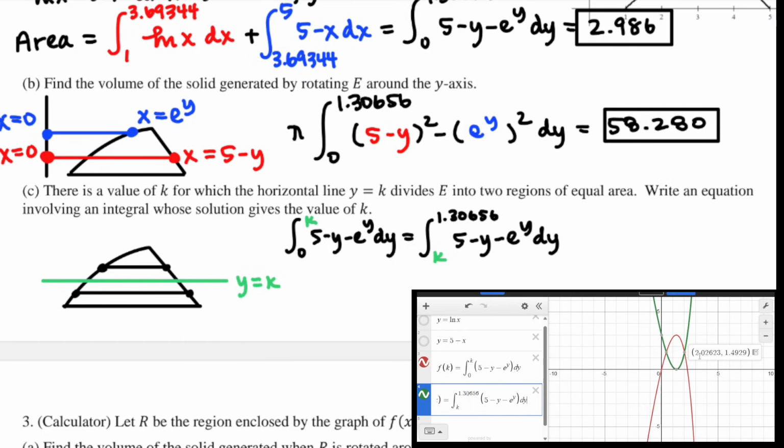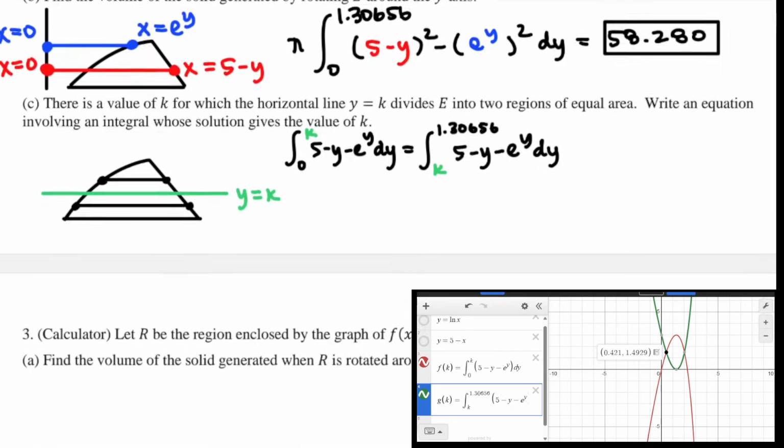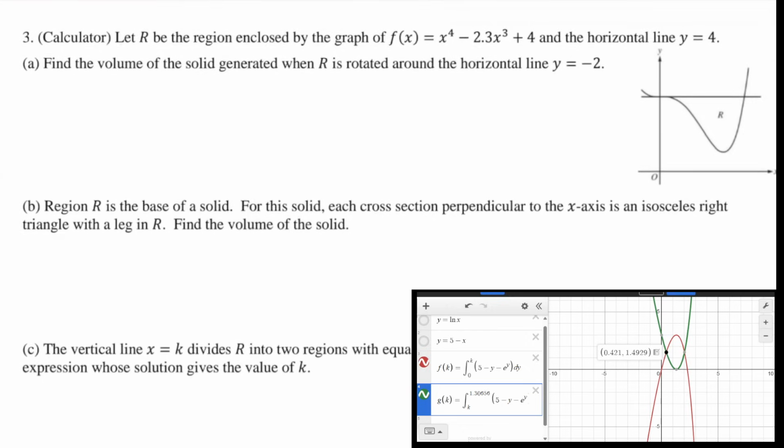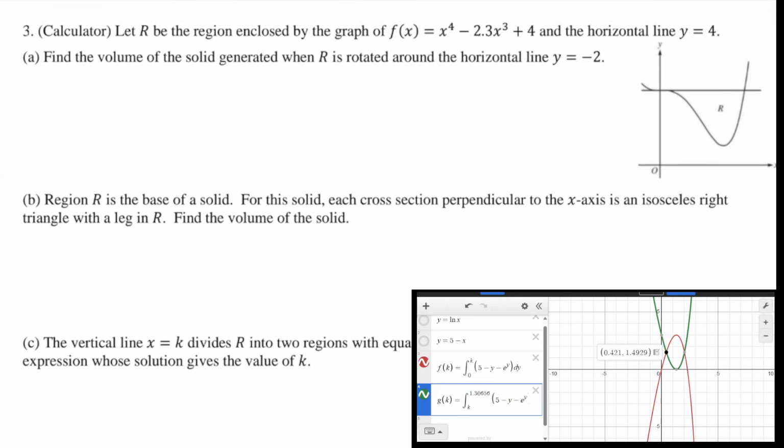And yeah, that's too far. That's at y equals 2, which is up above. But right here would be where that happens. K would be equal to 0.421 if we needed to find that value, which I don't think we really do in AP Calculus, but you never know. Especially with Desmos these days, there's more we can do. So number 3 is also a calculator question.